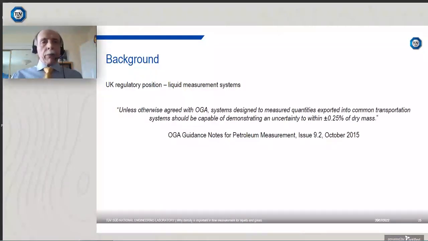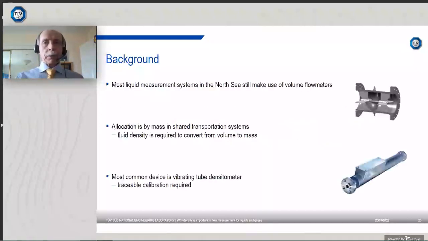What do I mean by fit for purpose? Well, in the UK, the regulatory position for liquid measurement systems for hydrocarbon production specifies an uncertainty in terms of a dry mass. So 0.25% by dry mass for export into common transportation systems, shared pipelines in the oil sector. So that drives the requirements.